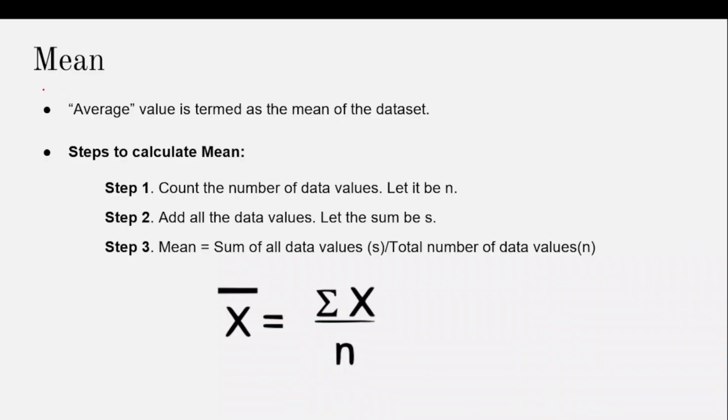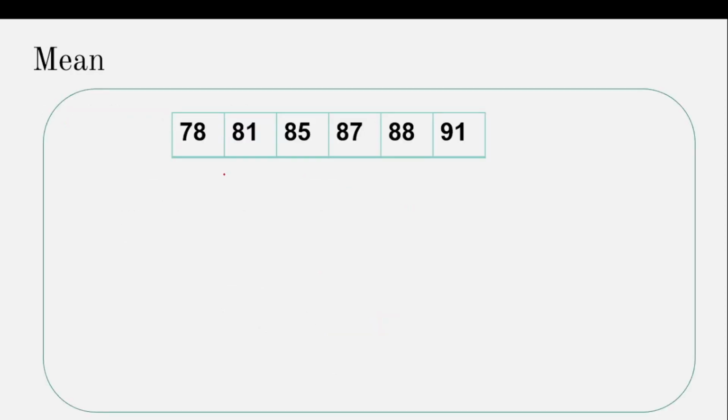Now let us see mean. Mean is simply the arithmetic average of the dataset. Calculating the mean is very simple. You just need to add up all the data points and divide it by the number of data points. We shall see the calculation with the help of an example. Here, I am given the distribution of marks of 6 students. I need to calculate the mean.